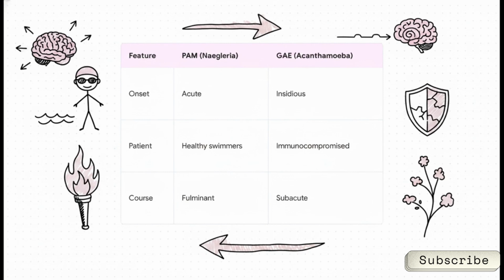This comparison right here is pure exam gold because it sets up the perfect differential diagnosis. You really have to contrast the acute 1 to 14-day onset seen in healthy children and swimmers with PAM against the slow, insidious, weeks to months onset of GAE. GAE almost exclusively targets immunocompromised patients, like folks with HIV. So remember, PAM is a fulminant suppurative infection, while GAE is a subacute granulomatous disease.